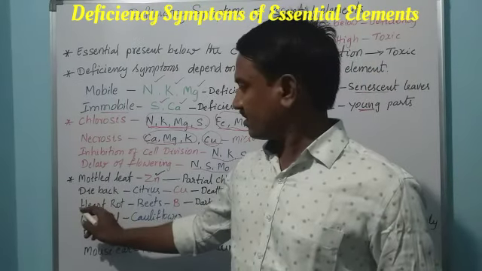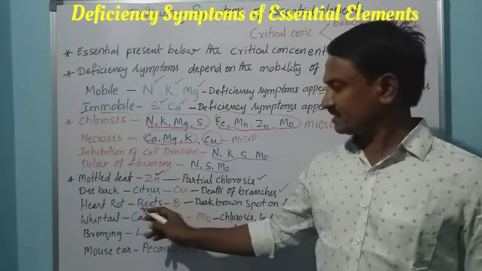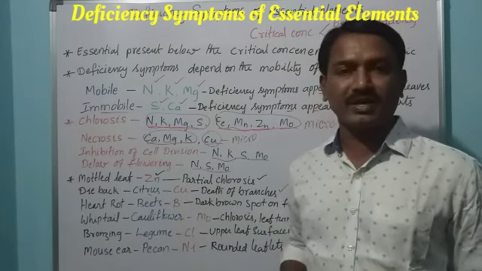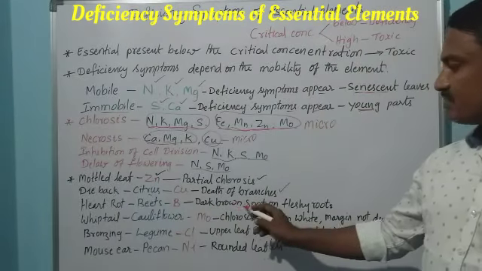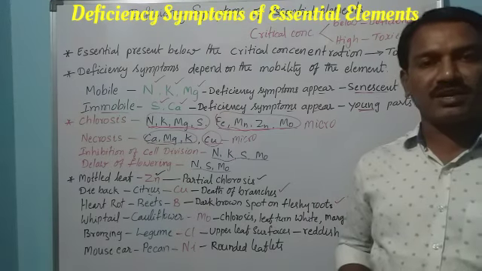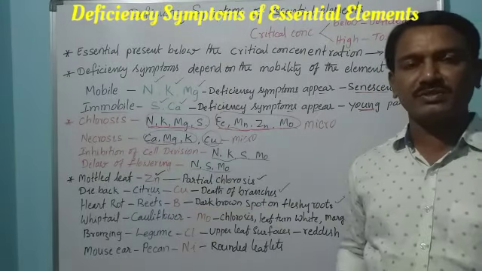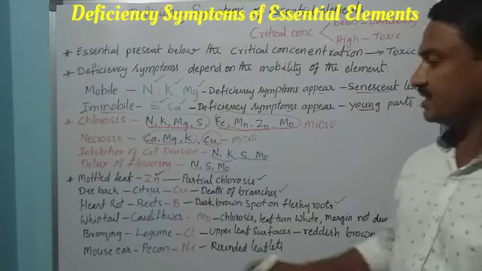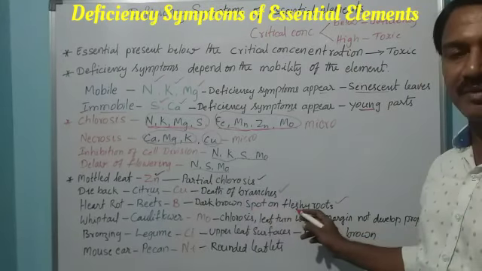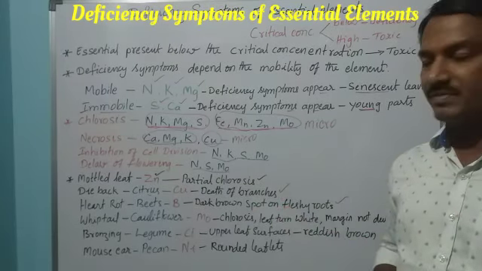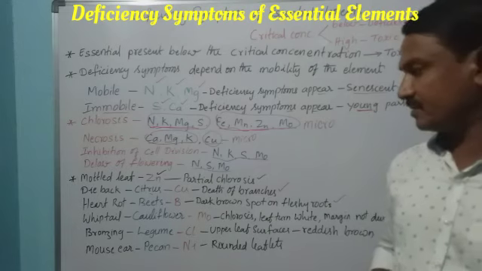The third one is heart rot, which appears in beetroot, Beta vulgaris, because of deficiency of boron. Heart rot means dark brown spots on the fleshy roots, since beetroot has storage roots. These brown spots on the roots are called heart rot in beetroot, caused by deficiency of boron.